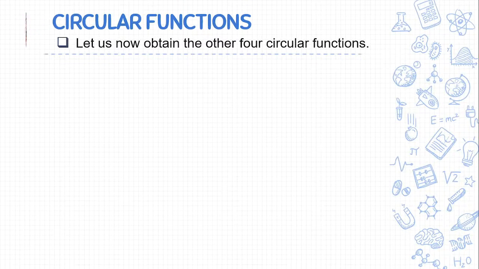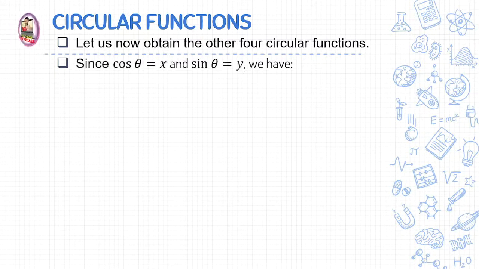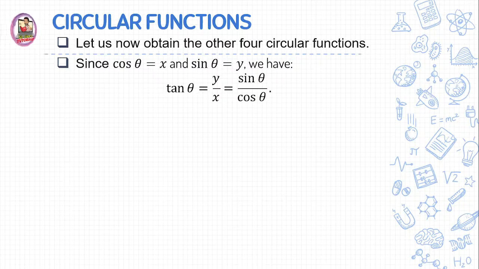Let us now obtain the other four circular functions. Since we already have the first two, sine theta is equal to y and cosine theta is equal to x, let's now try to obtain the other four. Since cosine theta is equal to x and sine theta is equal to y, then tangent theta is equal to y all over x, which is equivalent to sine theta all over cosine theta. So in order to find the value of tangent theta, we just divide sine theta by cosine theta.